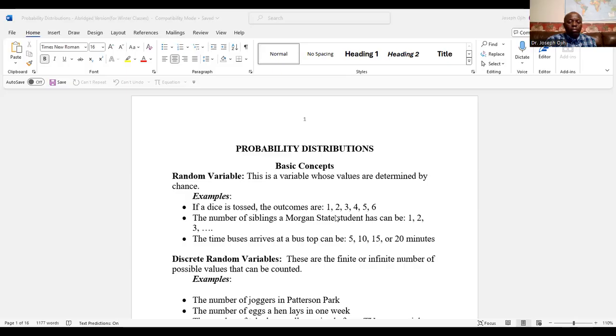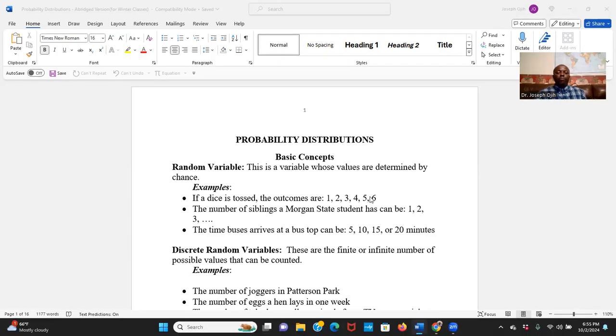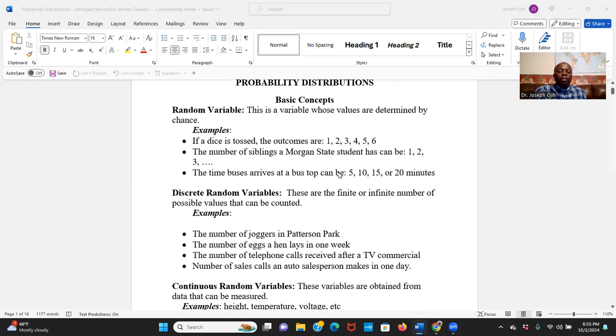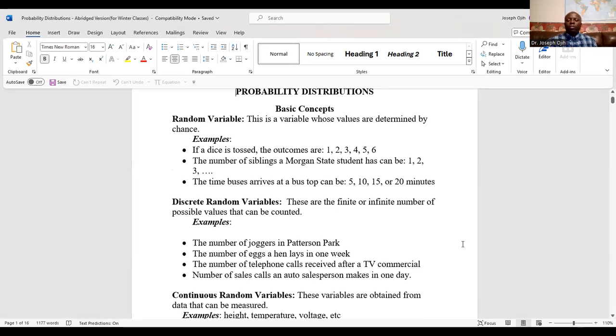Okay, I'll share it with you. So I'm going to close this Excel, since it was taking more space here. The chapter on probability distribution. Now, let's begin with the basic concepts. Start with random variable. A random variable is any variable that has values which are determined by chance.